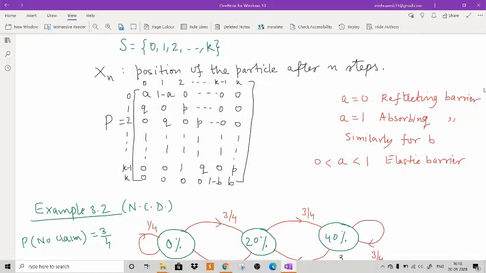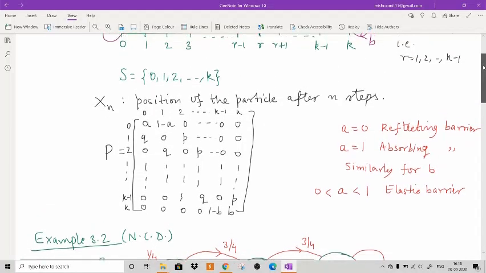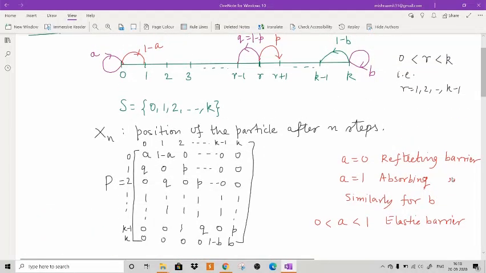So, that 0 is known as reflecting barrier. If a is 1 and you put it here, then you will remain at 0 once you enter 0. So, state 0 will be known as absorbing barrier. Similarly, for state k, if b is 0, then it will be reflecting barrier. If b is 1, it will be absorbing barrier. And if a and b are between 0 and 1, they are known as elastic barriers.